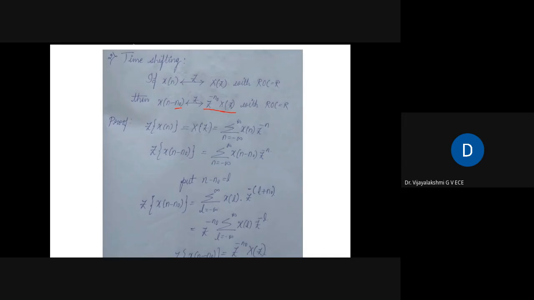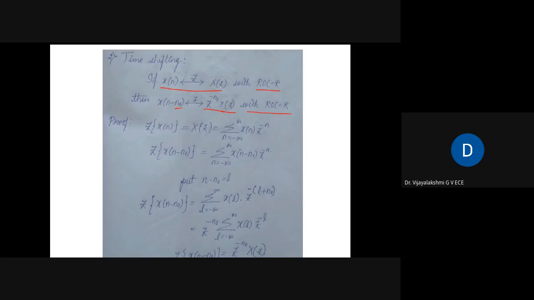So let us see its definition. If x of n and X of z form a Z transform pair with ROC equal to R, then x of n minus n naught forms a Z transform pair with X of z into z power minus n naught, with ROC equal to R. So the ROC will not change, because we are just shifting the sequence.